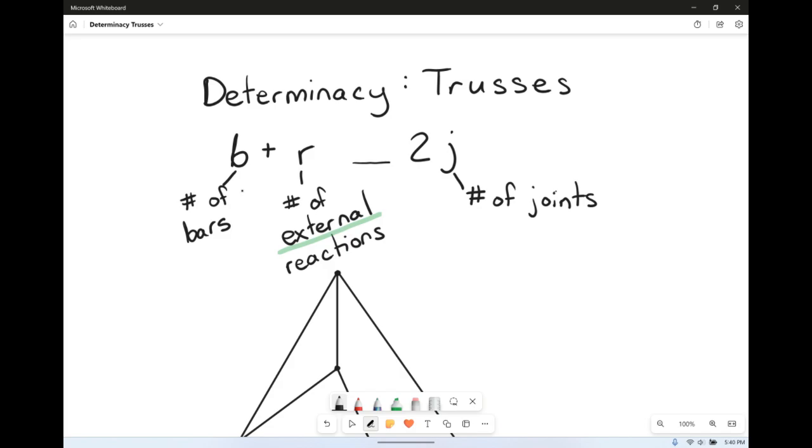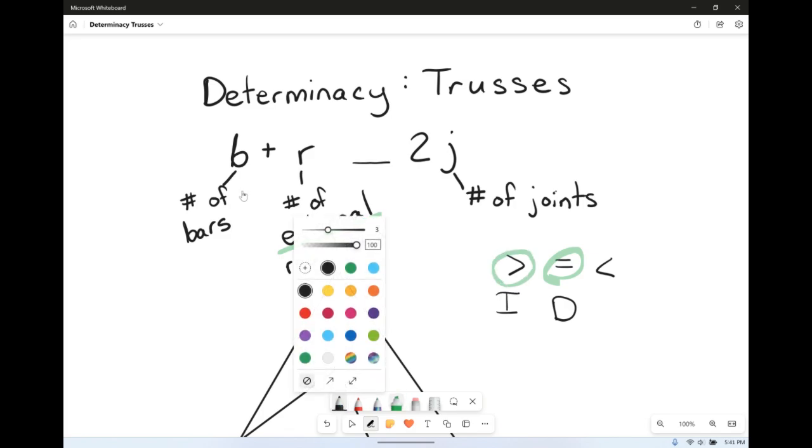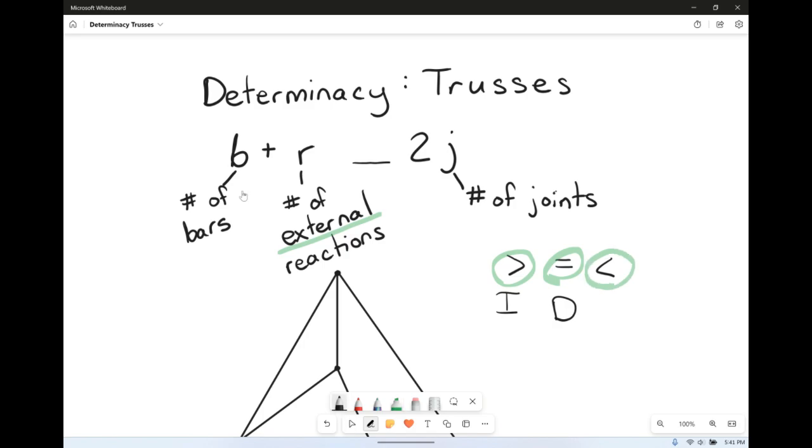So again, it's the same thing, whether it's greater than, equal to, or less than. Again, still the same. We want equals. Equals is obviously determinate. And then again, we just want to look at this in terms of where R is, R being the number of reactions. If we have too many reactions, we are then going to be indeterminate. And if we don't have enough reactions, we're going to be unstable.